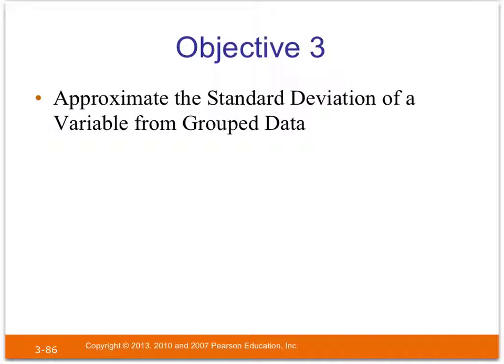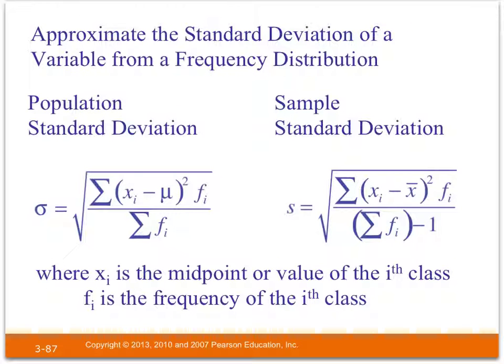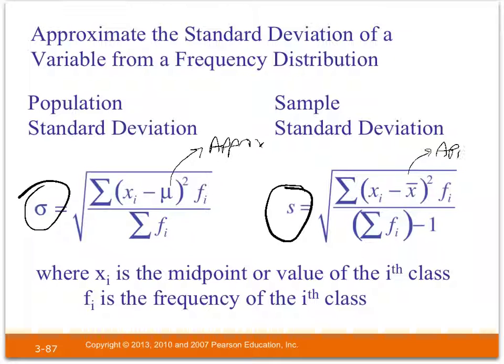Now let's look at objective 3. This is approximating the standard deviation of a variable from group data. Remember, group data is not raw data, so we are only approximating here. Remember, your population standard deviation is sigma, and the sample standard deviation is little s. We are going to be using our approximated mu here and our approximated x bar to calculate this. And we still have x sub i as the midpoint and f sub i as the frequency.